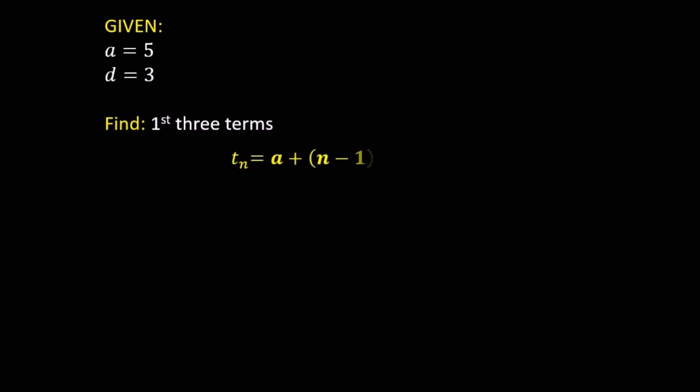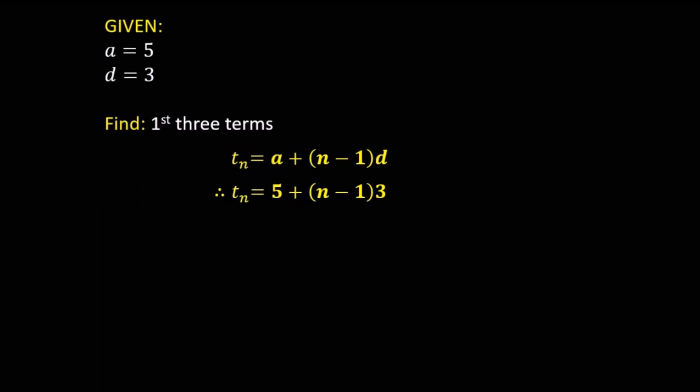So you're given that A is equal to 5, D, the common difference, is equal to 3, and you're asked to find the first three terms of this arithmetic progression. So we write down our formula for Tn. Tn is equal to A plus (n minus 1) into D. So we can plug in A and D since they're already given to us. Putting A equal to 5 and D equal to 3, we can rewrite our formula saying Tn is equal to 5 plus (n minus 1) into 3.